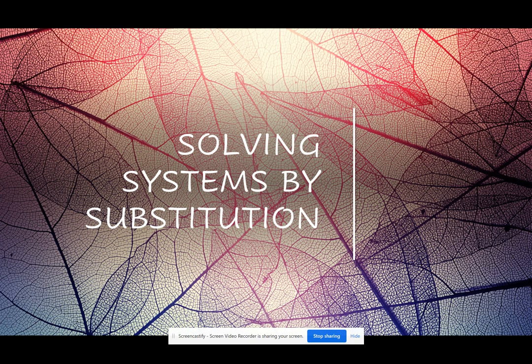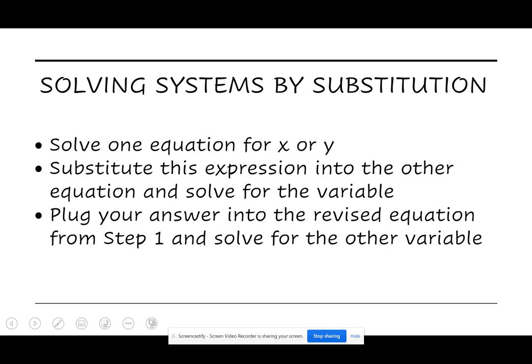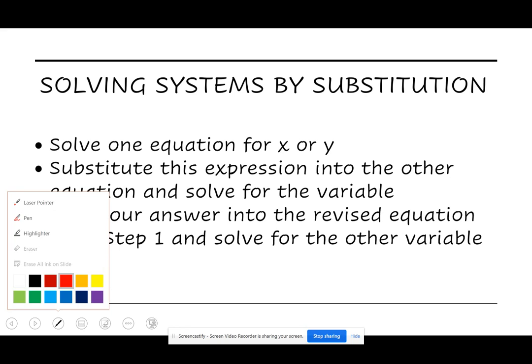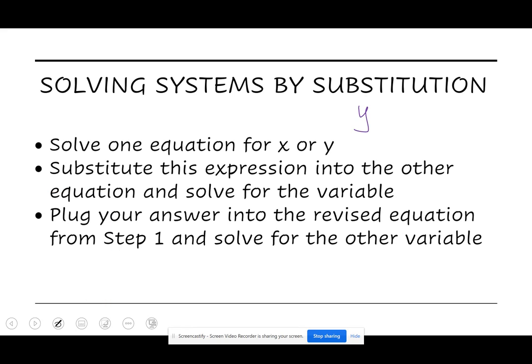Okay, so since we have been working on solving systems by graphing, today we're going to look at our second method of solving systems. We're going to use something called substitution. In order to solve systems by substitution, you need to solve one of your equations for x or y, meaning that you want to get x or y by itself, like y equals 2x minus 3 or x equals 6y plus 1. Just get one of them alone on that left-hand side.